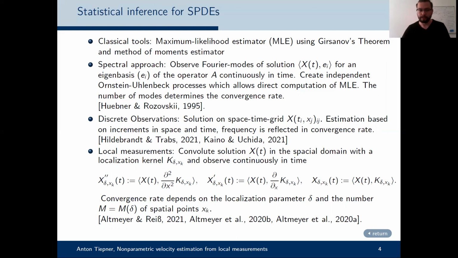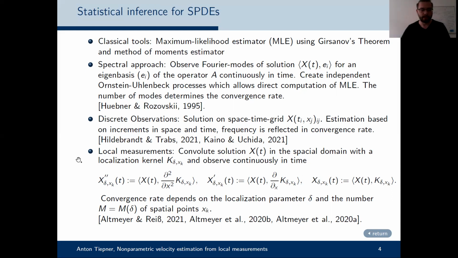Then we could also work with discrete observations, meaning that we know the solution on a space-time grid. The estimation uses a method of moments and increments in space and time to construct an estimator. So basically the frequency of our space-time grid determines the convergence rate in this case.